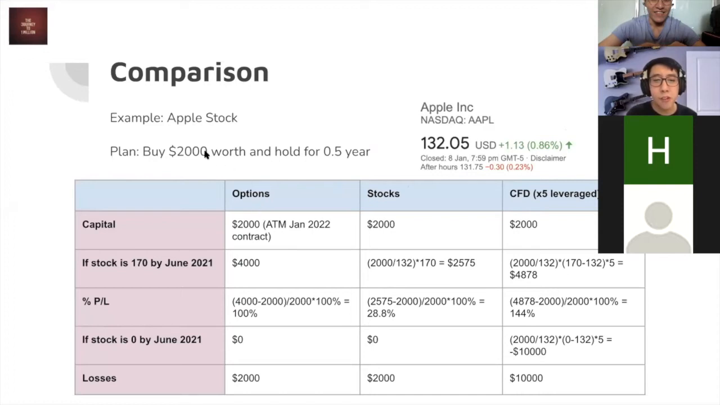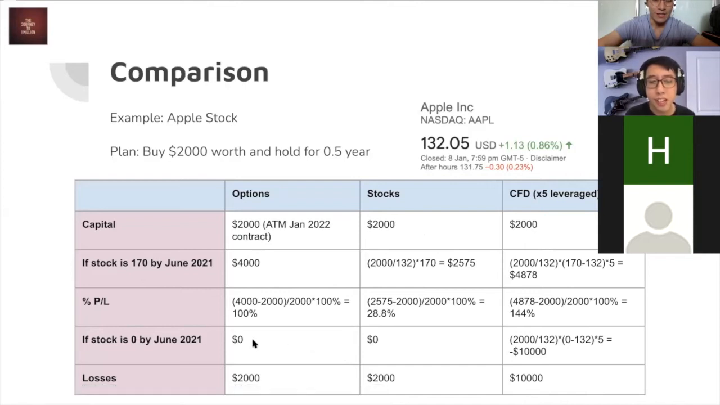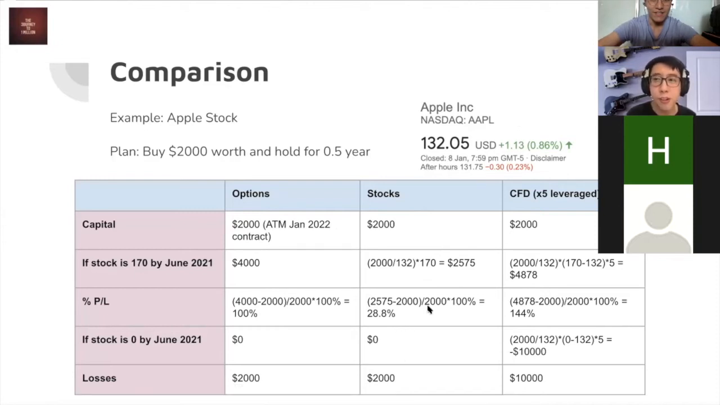So if let's say your capital is the same, your downside in the worst case scenario is the same. But the downside is not exactly the same, because when the stock is going down by $1, you actually lose $1. But for options, you actually lose more than $1 per stock price.